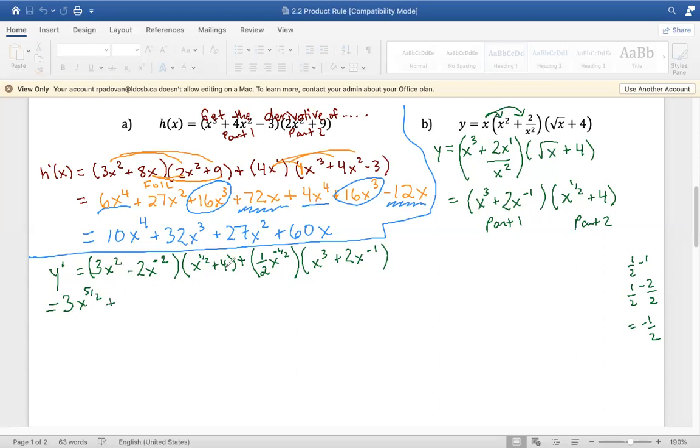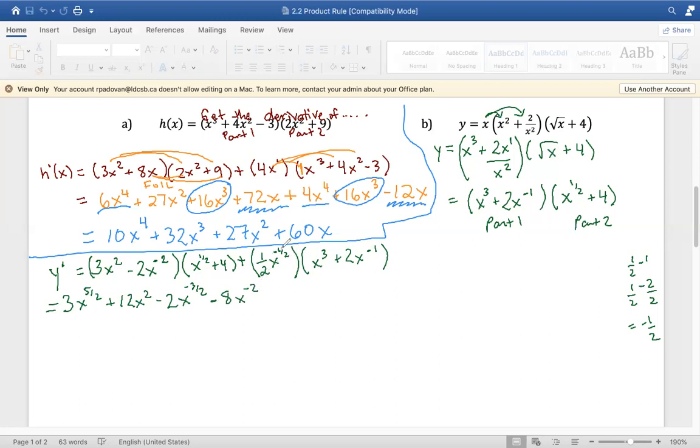then 3x squared times 4, so 12x squared. That one's not too bad. Then here I've got -2 times 1, so -2, and with my x, it's going to be -2 adding 1/2. So that would be -1.5, which would be -3 over 2. Or you could take -4 over 2 plus 1. -4 plus 1 is -3 over 2. And then again, -2 times 4, -8x to the power of -2.